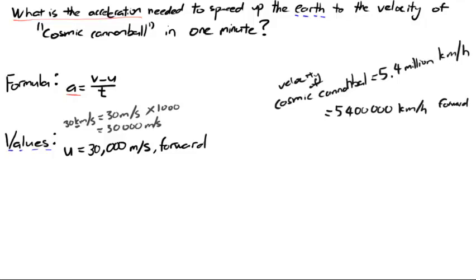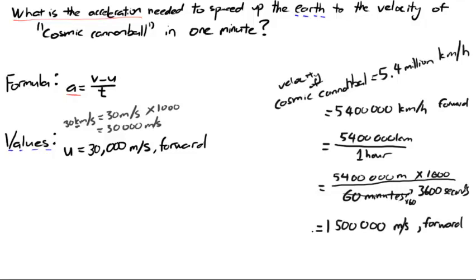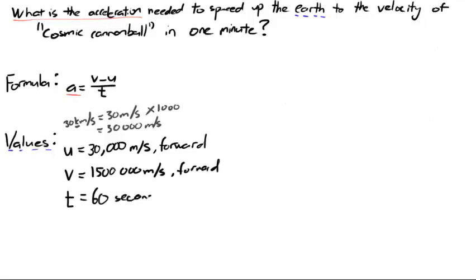To convert kilometers per hour, we multiply by 1000 to convert kilometers to meters, divide by 60 to convert hours to minutes, and divide by another 60 to convert minutes to seconds, like this. And we will get 1.5 million meters per second, forward of course. Now, the time we have to accelerate the Earth is 1 minute, meaning 60 seconds. Now let's do the magic.